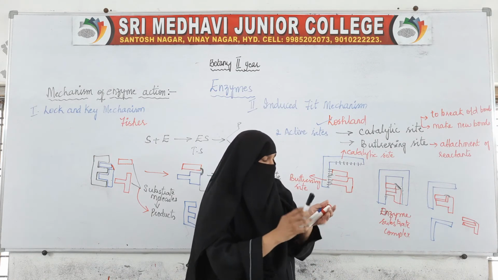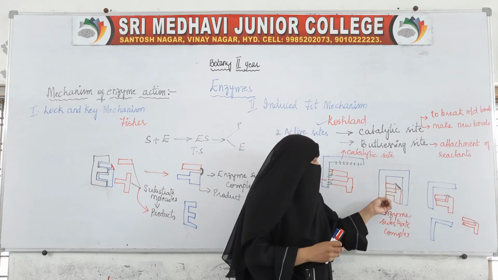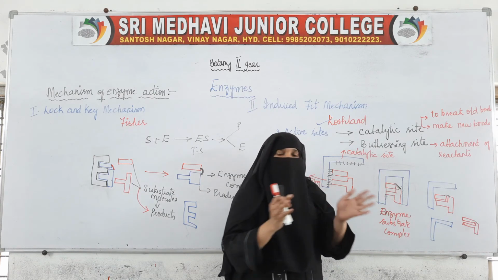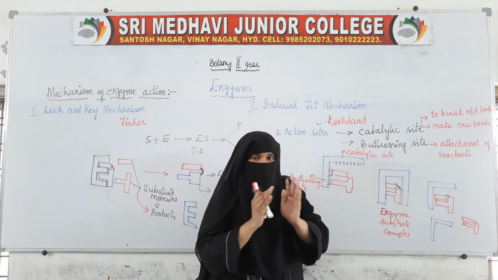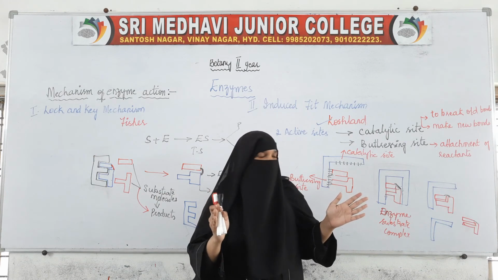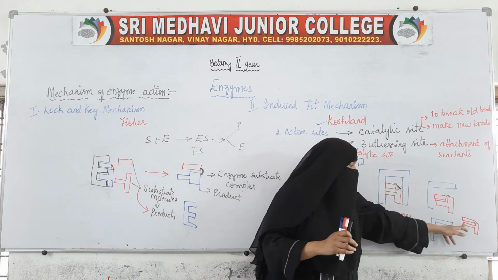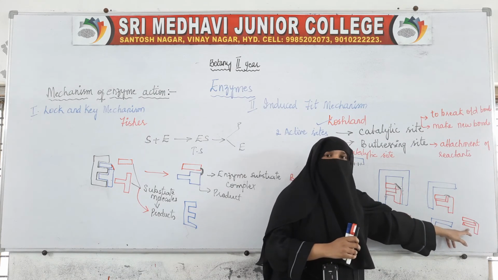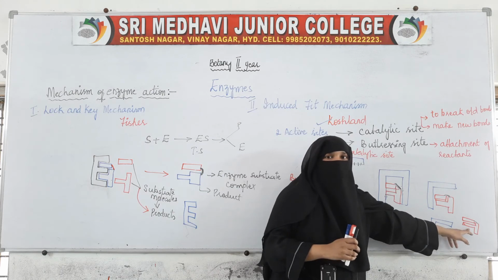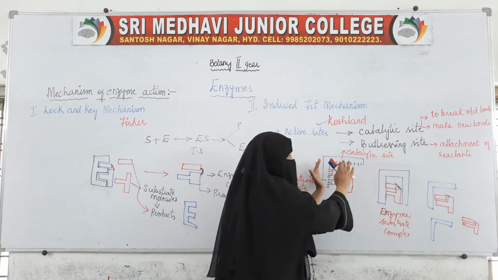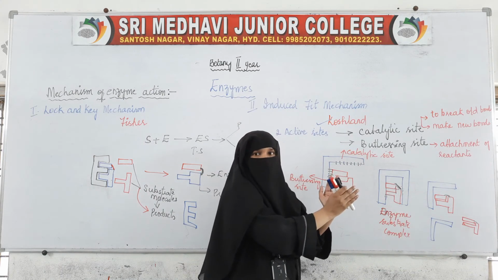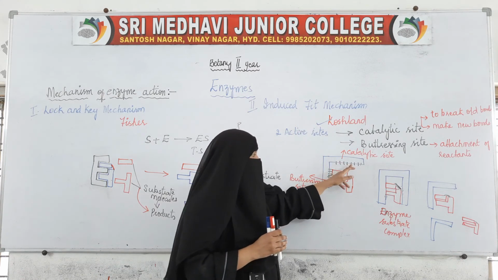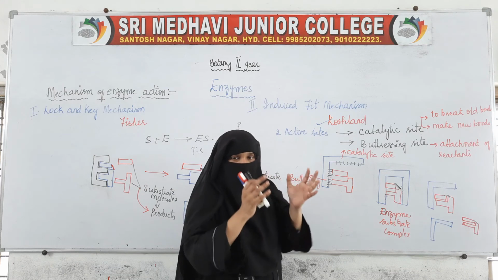So as soon as it forms the enzyme substrate complex, the enzyme has to be separated from the product. So the enzyme substrate complex has to be dissolved. Here the enzyme will get separated and this product will be formed. So this is how the enzyme is fitting itself. It is induced. This fitting of the enzyme is induced.